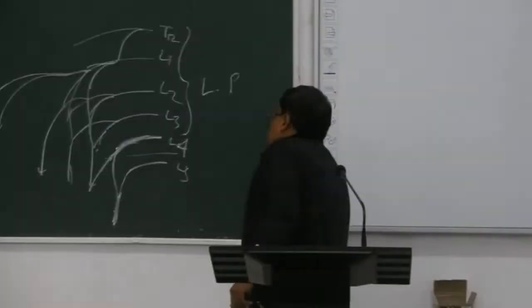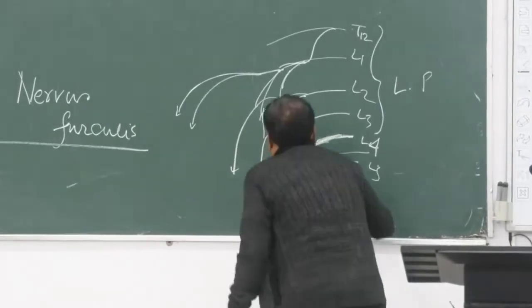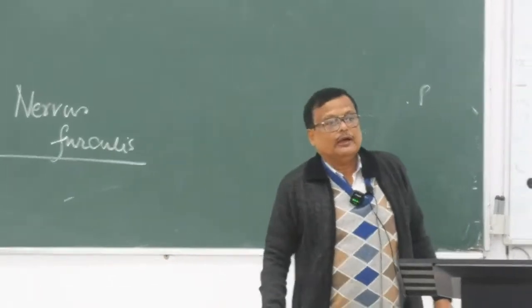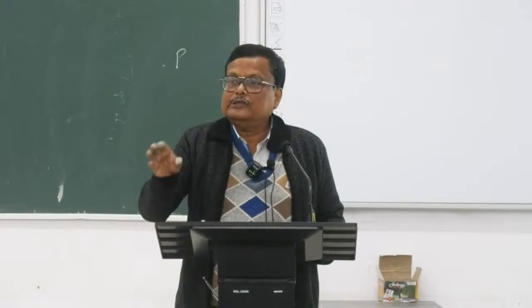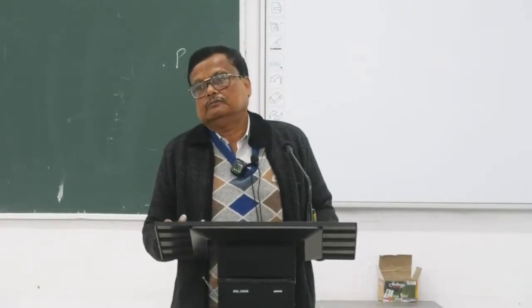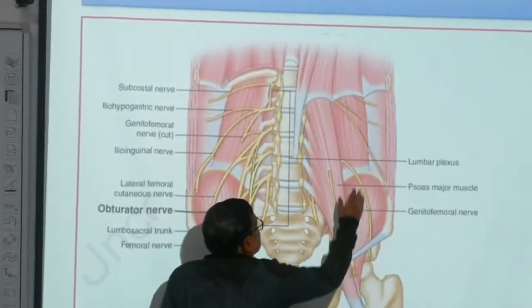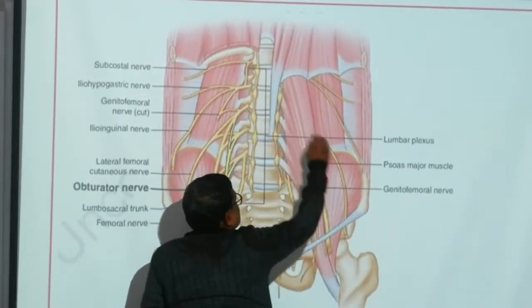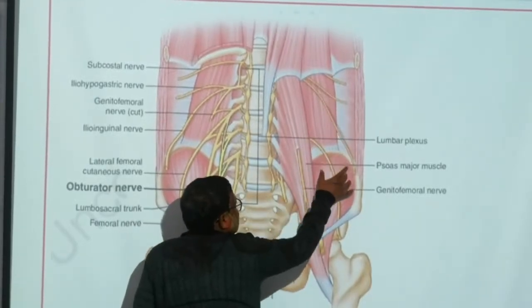And this is situated within the muscle fibers, that is, within the substance of the psoas major muscle. This is the psoas major muscle. By the side, it is the quadratus lumborum. And this is the iliacus muscle. This is the quadratus lumborum muscle. This is the iliacus muscle.